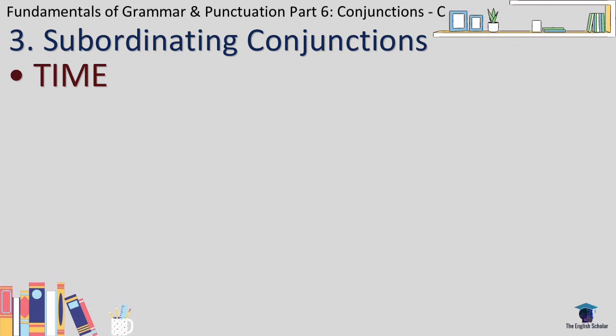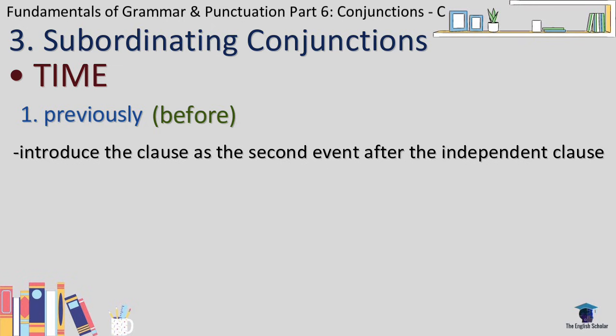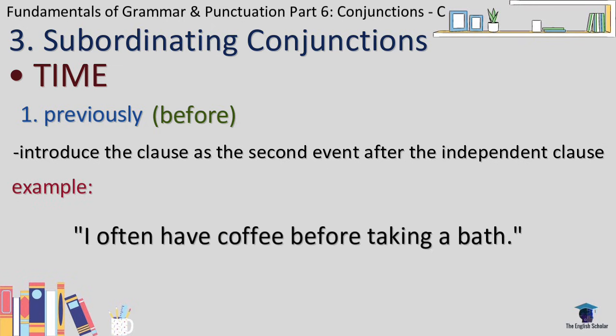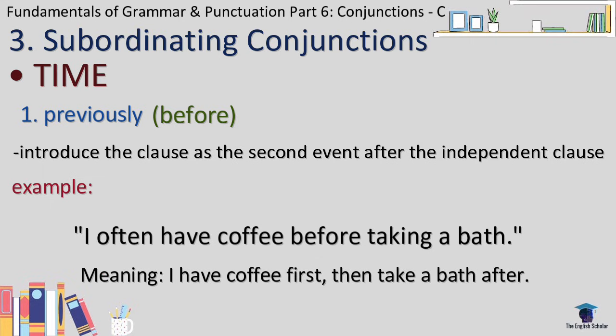Time. For time, we have divided it into 5 fundamental parts, beginning with number 1, previously. For previously, as an adverb, we use before as our conjunction. We use before to introduce the clause as the second event after the independent clause. Example, I often have coffee before taking a bath, meaning I have coffee first, then take a bath after.